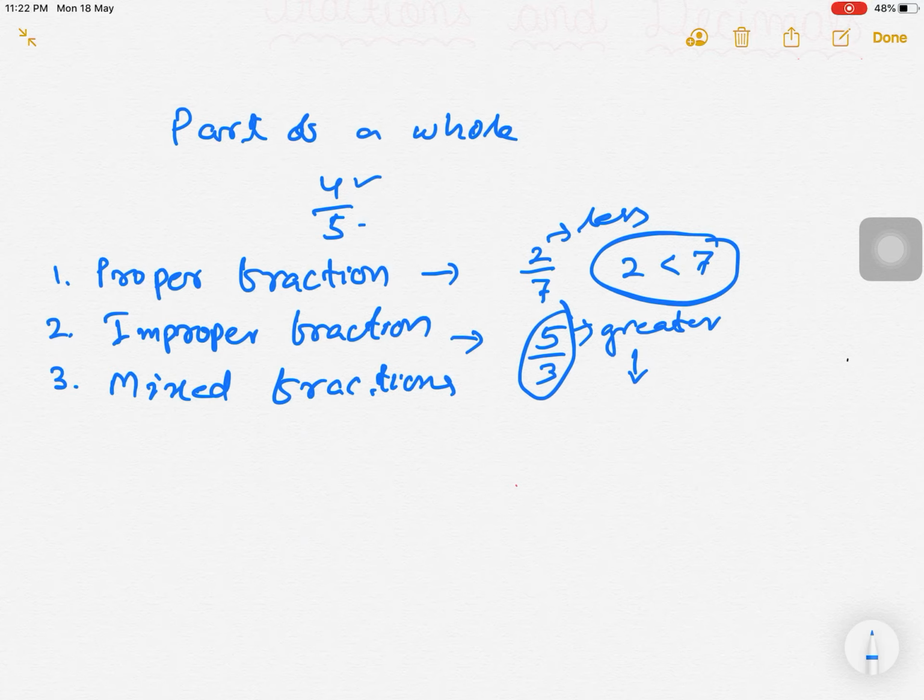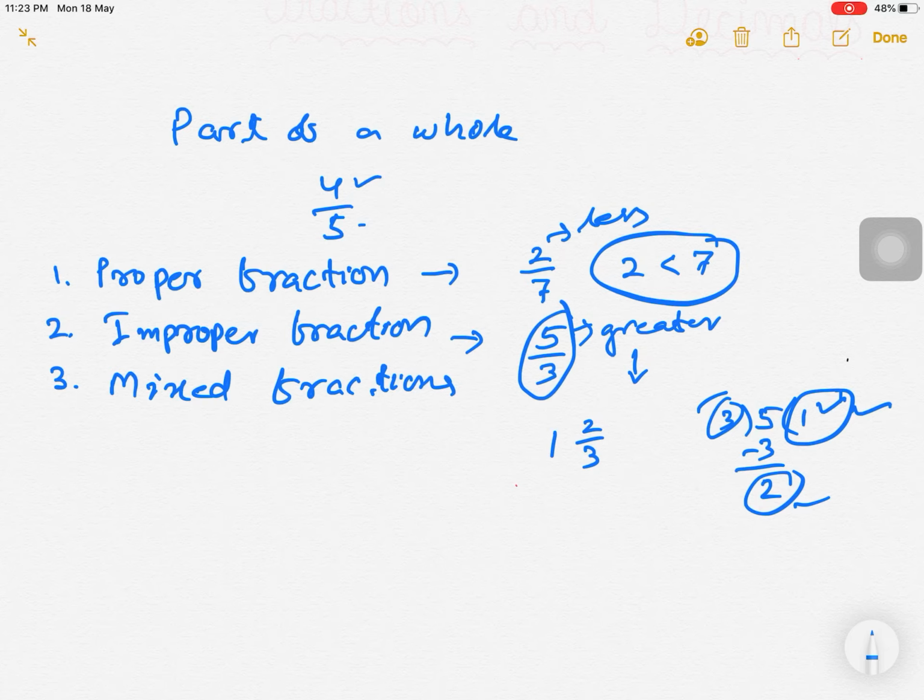We can write 5 by 3 as 1 whole 2 by 3. Why? Because if I divide 5 by 3, I have 1 here, 1 times 3 is 3. So if I subtract 5 minus 3, then I get 2. So this is the whole part. So 1 whole 2 by 3. So we write it as 1 whole 2 by 3. And this is a mixed fraction. So improper fraction can be converted to mixed fraction.